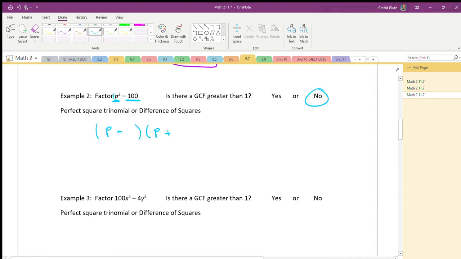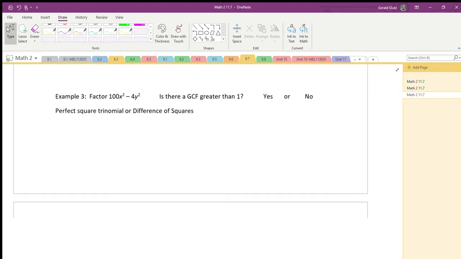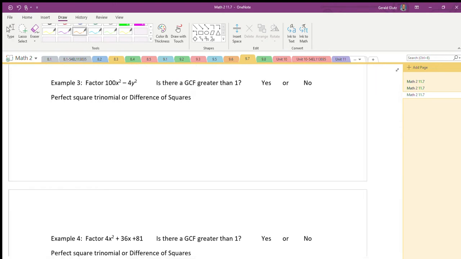What number squared equals 100, or what's the square root of 100? That would be 10. So that's all you have to do for difference of squares. Like I said, if you remember how to do this, it's really easy. If you don't remember how to do it, it's going to be almost impossible. Moving on to example 3.